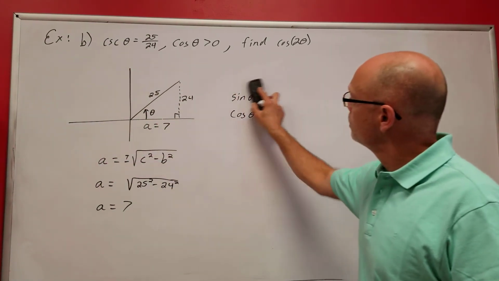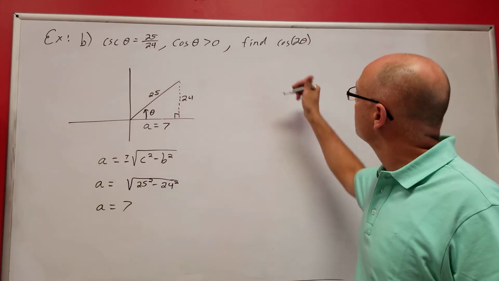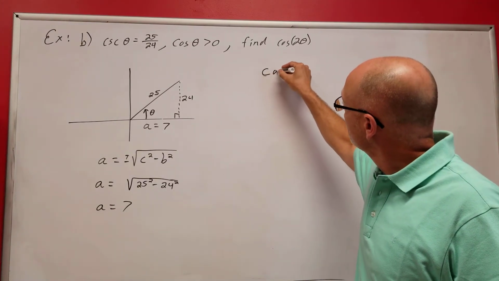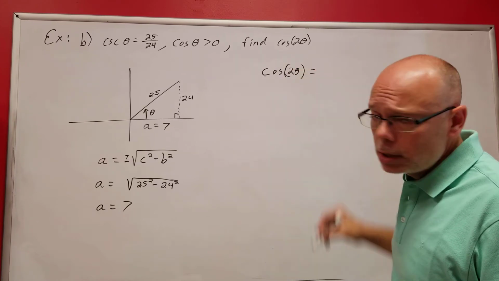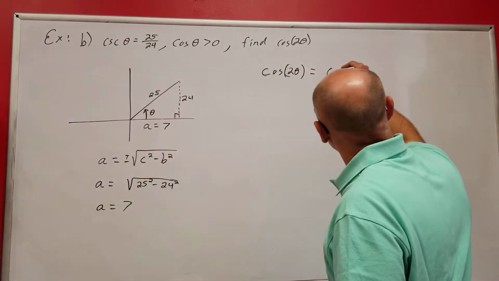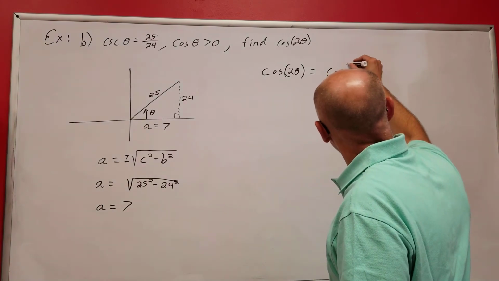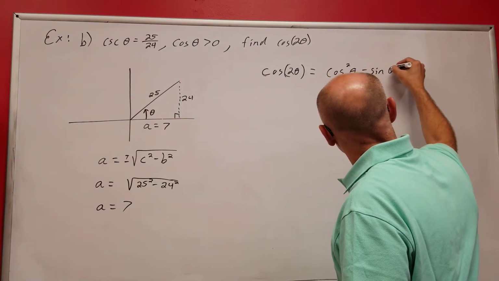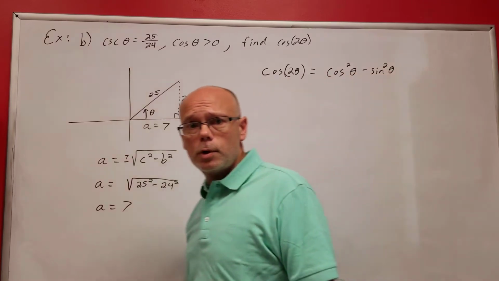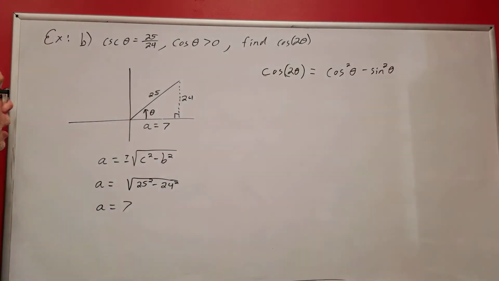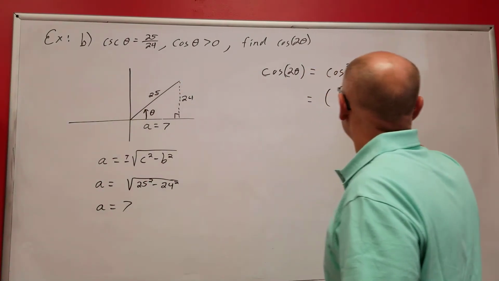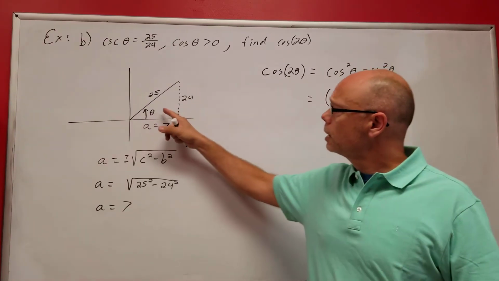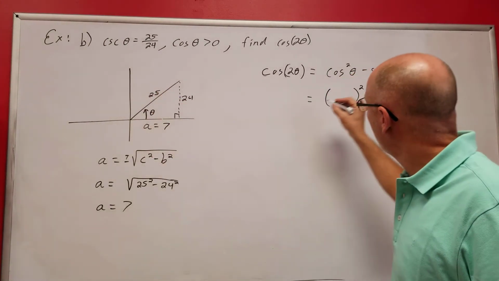So I have my triangle constructed. Now I'm going to find the cosine of 2 theta like I asked for. All right, one of the formulas we had here was the cosine of theta squared minus the sine of theta squared. Now you could use one of the other formulas for cosine. It doesn't really matter. It gets the same thing. All right, but anyway, take the cosine of theta and square it. What is my cosine of theta? 7 over 25.